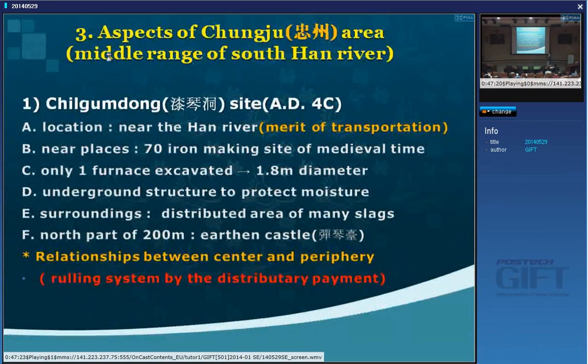In the distribution system, the most important item is iron. Understand? Mainly, the Chungju area is the most important place, in ancient times, medieval times, and the Joseon dynasty. And nowadays, we have almost forgotten this very, very important knowledge.